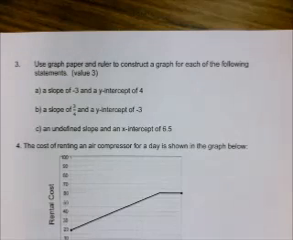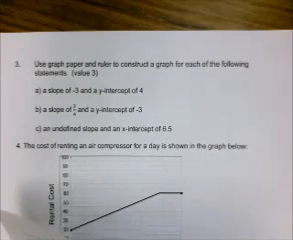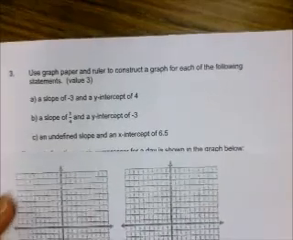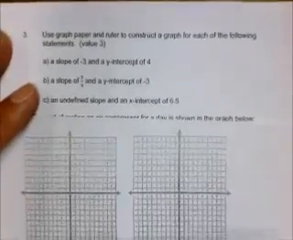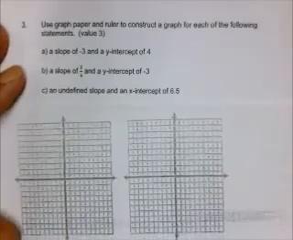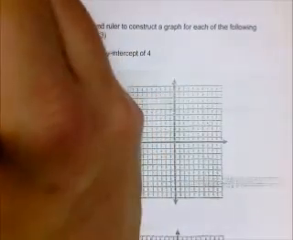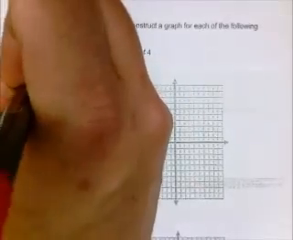Use graph paper and a ruler to construct a graph for each of the following statements. All right. It has a slope of -3 and a y-intercept of 4. So I've got this neat graph paper like this that I'm going to use. And so I'm just going to write this on here. 3a is going to have a slope of -3 and a y-intercept of 4.